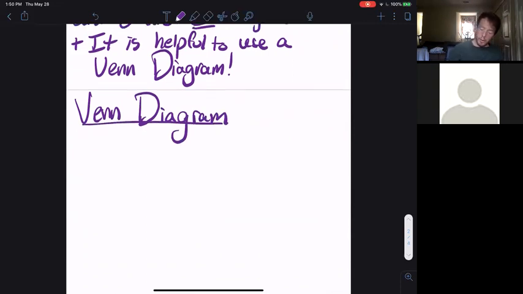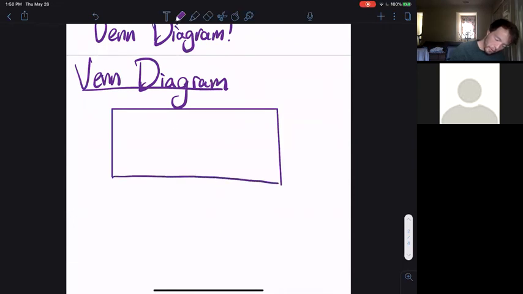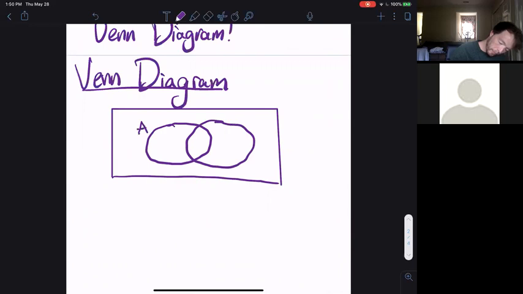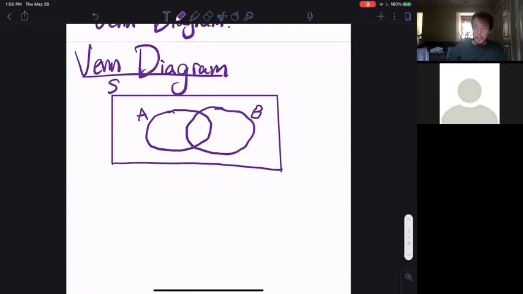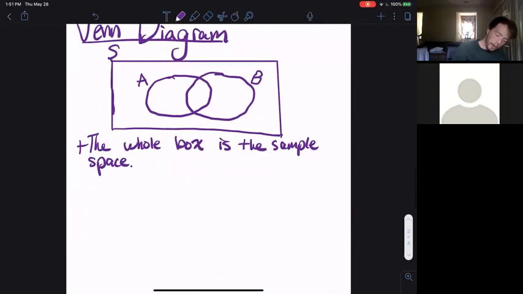Okay. So I'm going to start by drawing our Venn diagram, I think, for this problem. Okay. Circle here. There. So this is a Venn diagram. It is a visualization of our different events in our sample space. So the whole box is the sample space here. So this whole box refers to every possible outcome, every single card in the deck that we could choose.